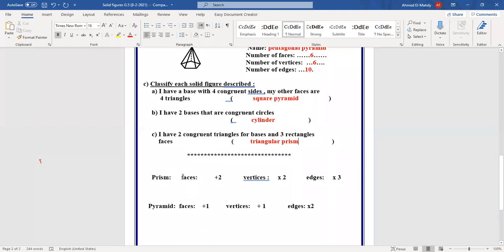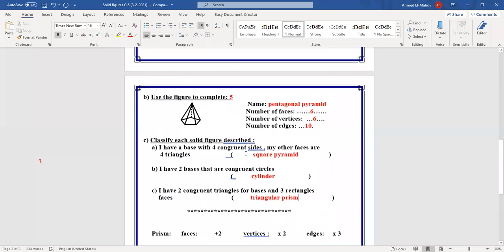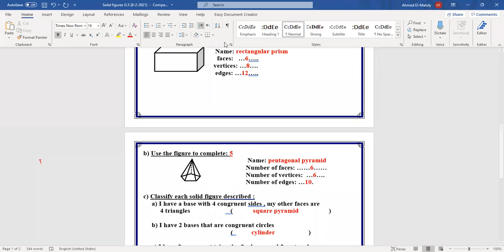To find the number of faces again in the prism, number of base sides plus 2. Vertices, number of base sides multiply by 2. Edges, number of base sides multiply by 3. Pyramid: faces, number of base sides plus 1. Vertices, number of base sides plus 1. Edges, number of base sides multiply by 2. If you want to revise this information, please watch yesterday's video.